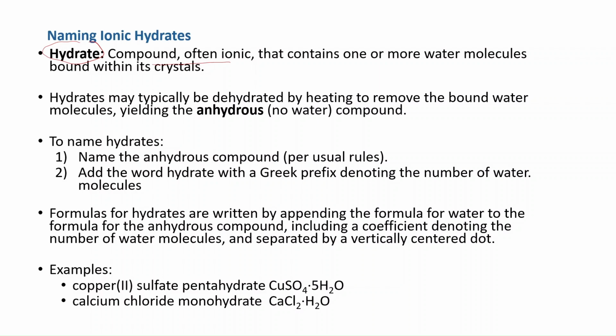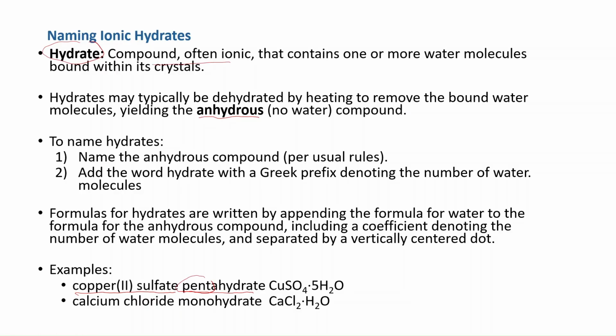And get it right. Now, hydrates are very easy to remove the water from, just by heating gently. And whenever there's no water, that's called the anhydrous compound. So how do we name them? First, you name the anhydrous compound. Like in this particular case, you call it copper(II) sulfate. Now, you look and say, okay, how many water molecules? Well, in this particular case, it has 5. So we call it pentahydrate. You put a prefix that tells how many water molecules. Okay? So you add the word hydrate with a Greek prefix that tells you how many water molecules.